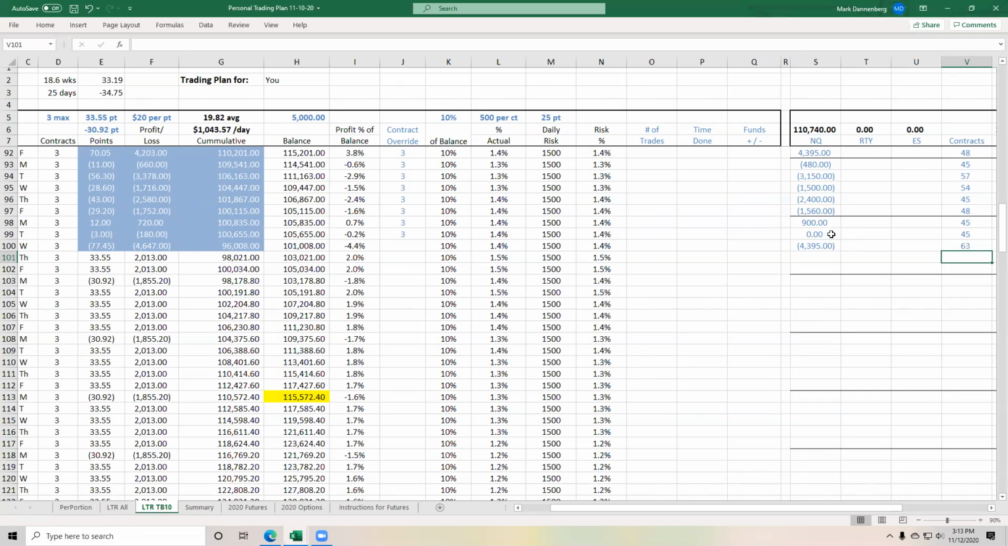And today we did 55 points. So 55 times $20 a point is $1,100, and we did 3 contracts per trade, so $3,300.